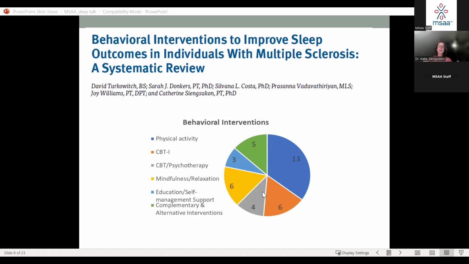So CBTI is a specific CBT to treat insomnia, but there are other CBT techniques, or I should say it's more of an umbrella or global term. 6 studies used mindfulness or relaxation. 3 used education or self-management. And then 5 used different types of complementary and alternative interventions.